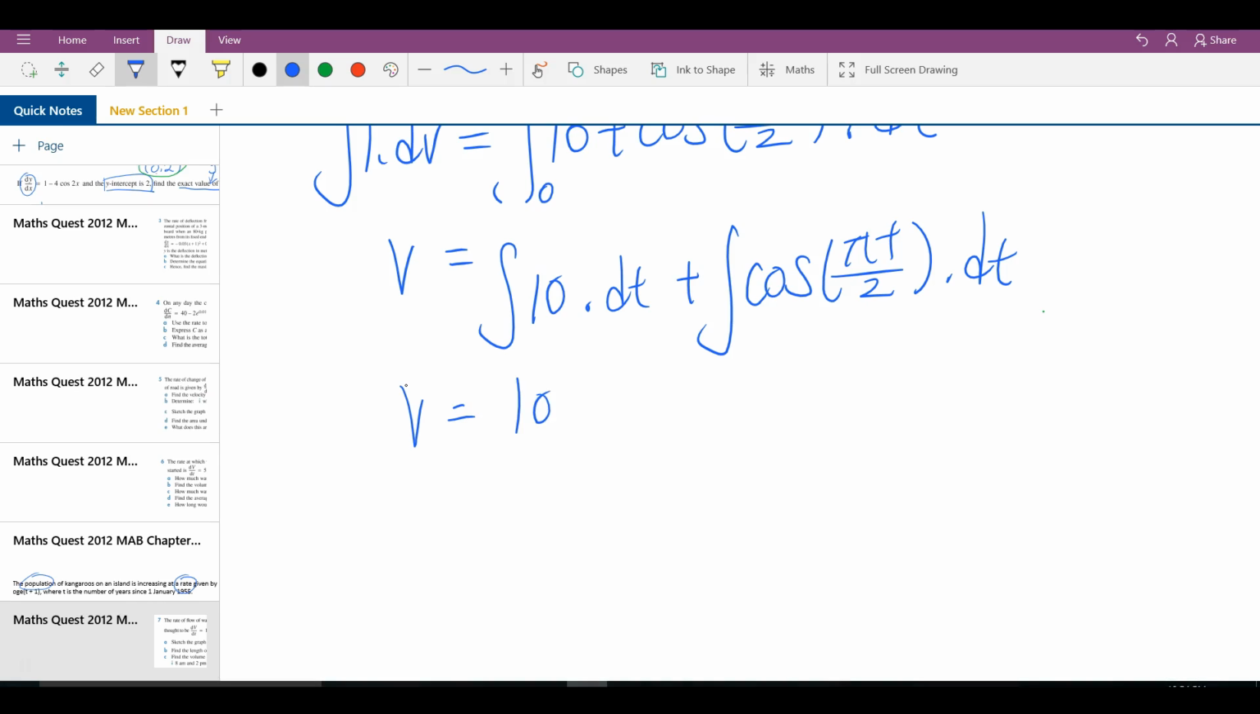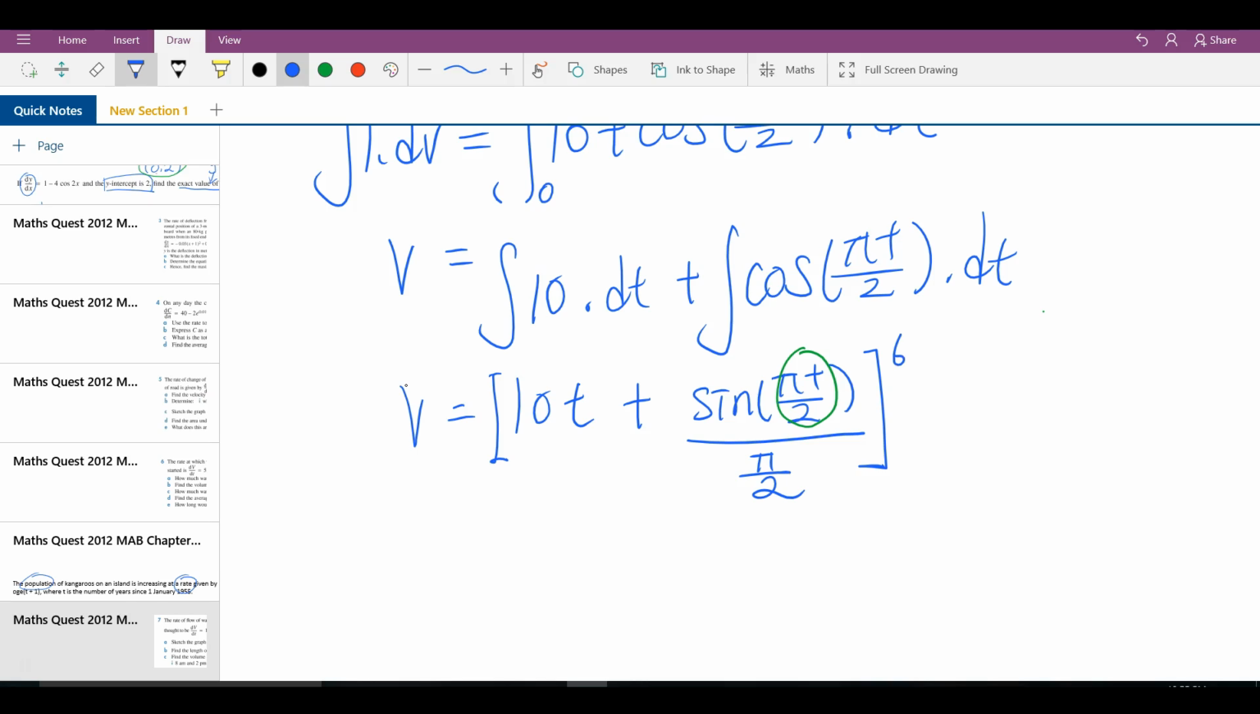That will just become 10t plus this. Now, when you integrate cos, you get sine. Whatever is inside the brackets, we don't change it, and then we have to divide it by the derivative of what's inside the brackets. Now, there's no plus c, because this is a definite integral, and we are doing it from 6 to 0.